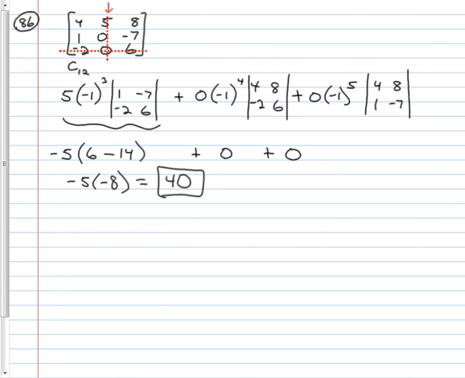Now, if the other two didn't have zeros with them, we would have had to do all the math there and then added it all together. But that's why we picked the one with zeros. There you go.